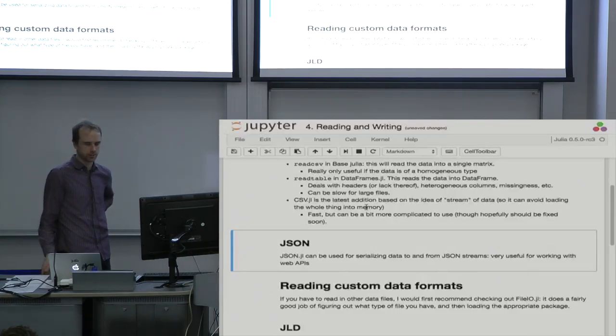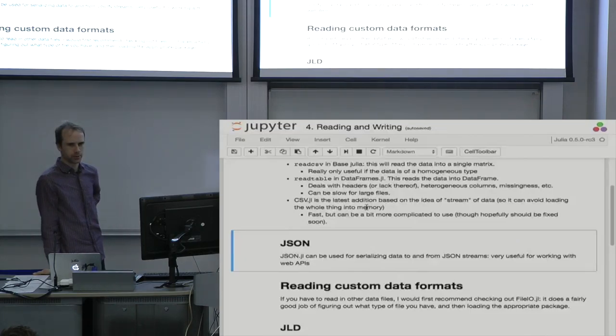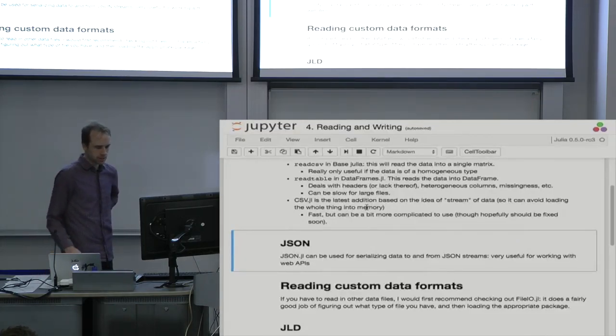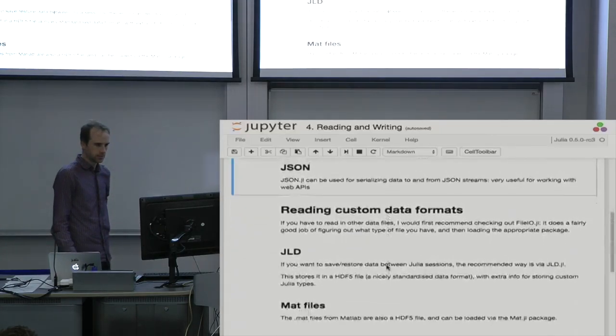but every time I use it, they've changed the interface, so you sort of have to read up and play around with it a bit. Hopefully that'll settle down in the near future. But certainly, if you've got huge CSV files, that's the thing you need to use at the moment. So there's lots of other ways. JSON.jl is fairly good for serializing data to and from JSON.